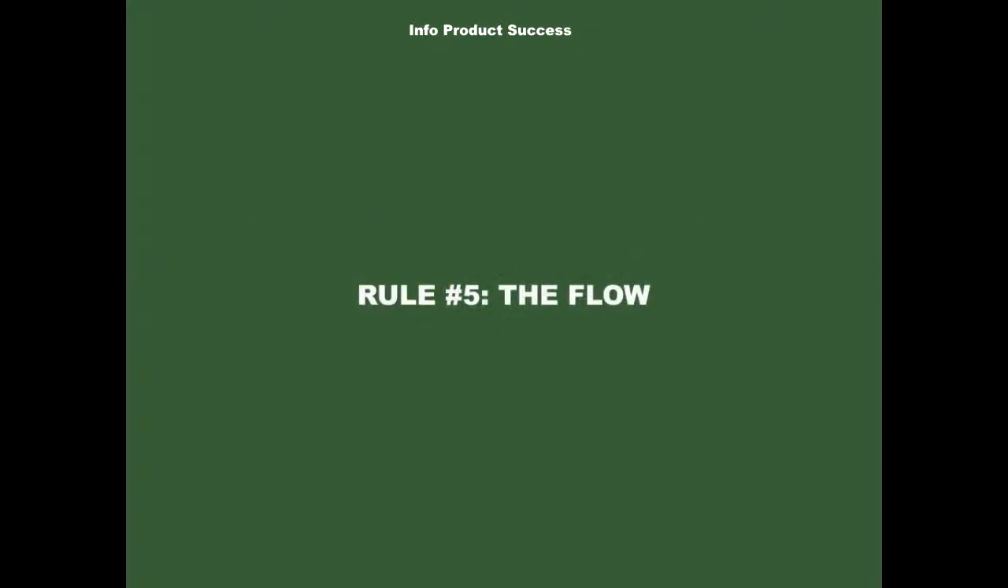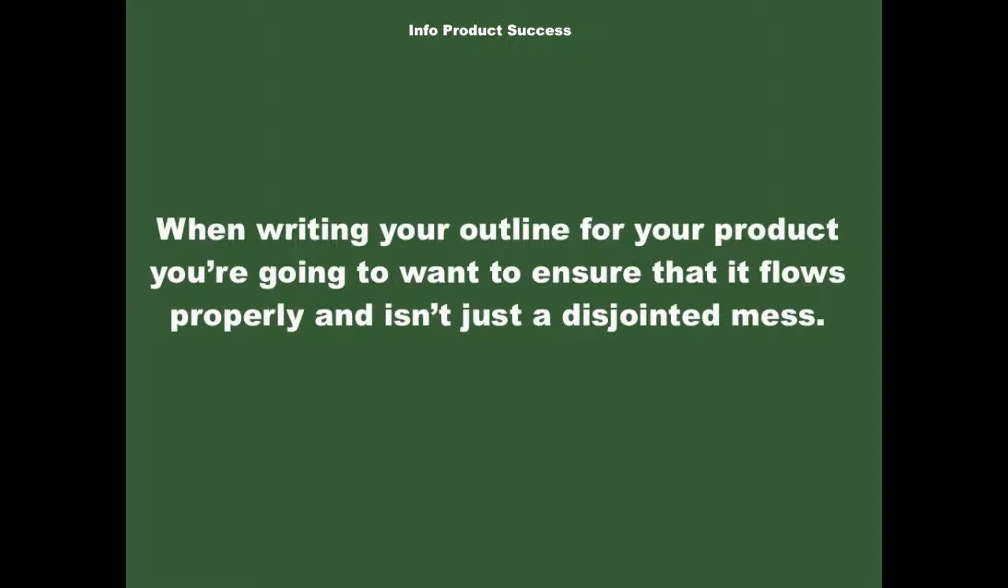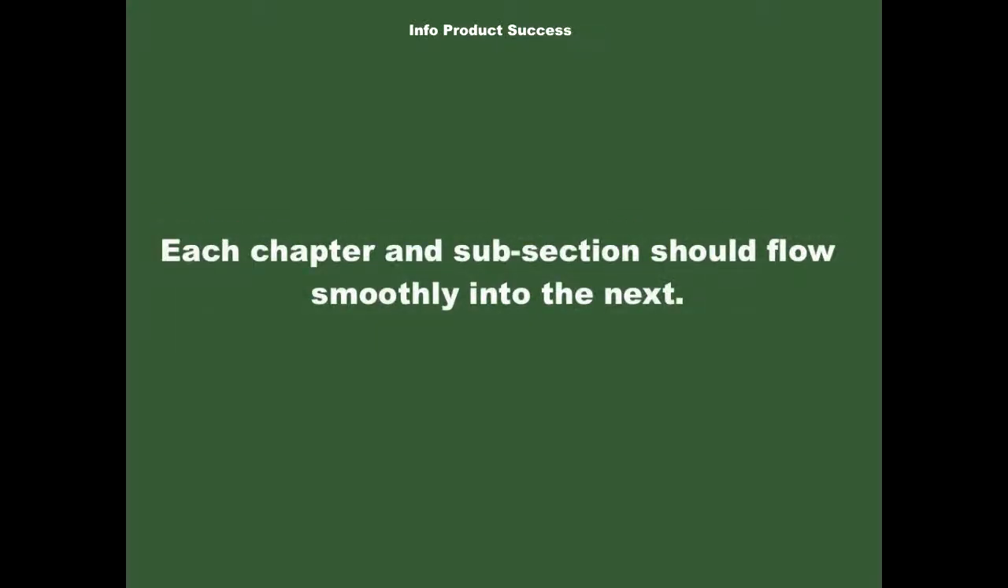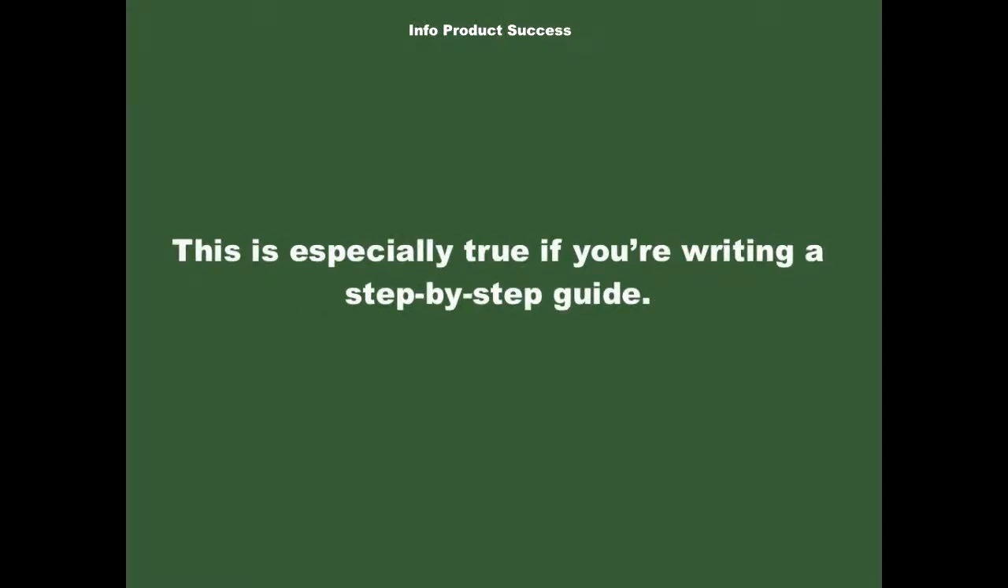Rule number 5, the flow. When writing your outline for your product, you're going to want to ensure that it flows properly and just isn't a disjointed mess. Each chapter and subsection should flow smoothly into the next. This is especially true if you're going to write a step-by-step guide.